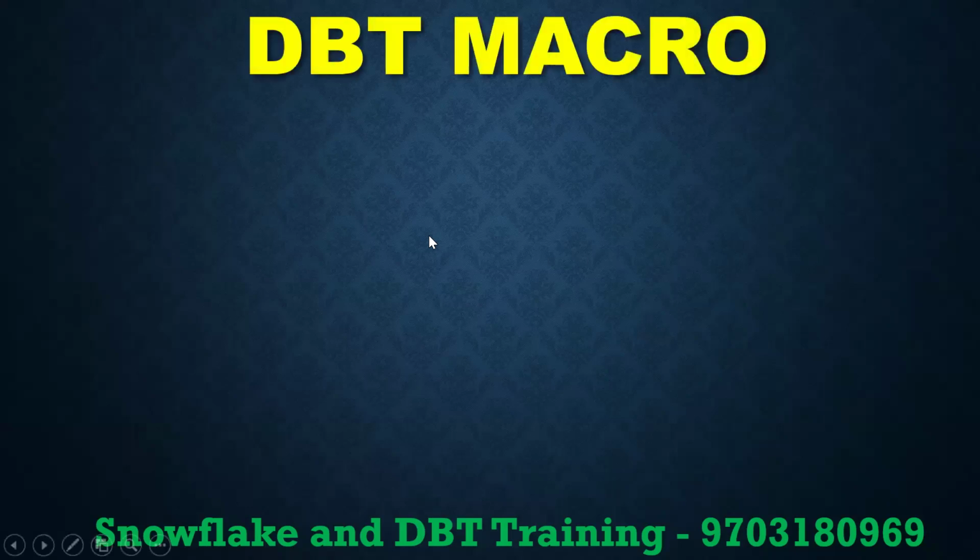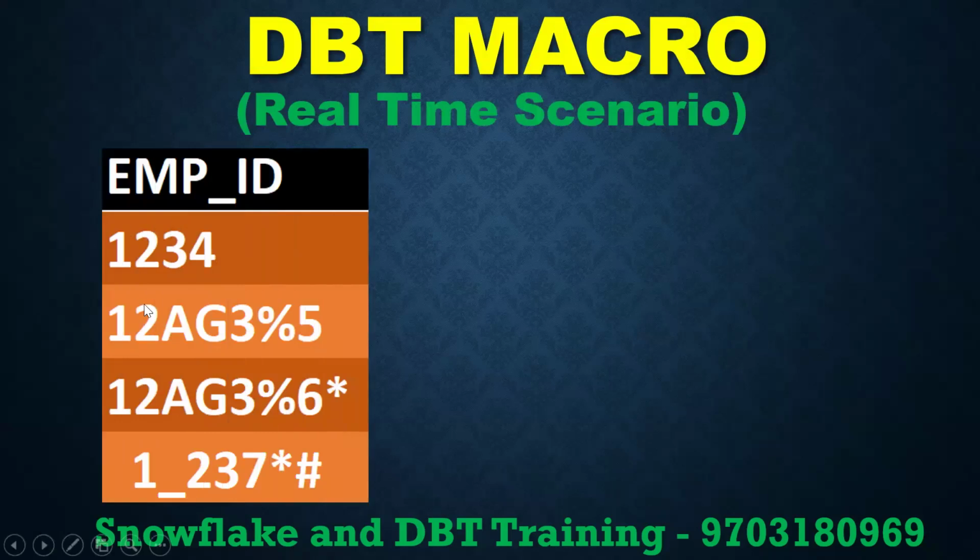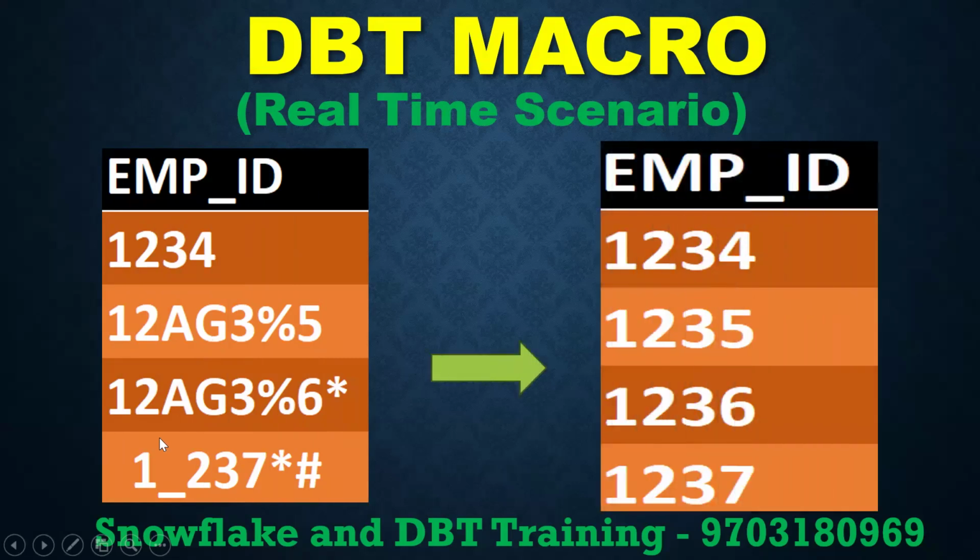Today we'll see one of the real-time scenarios of DBT macros. The requirement is this: my table contains one column, employee ID, with numbers, special characters, and spaces. But I want to get only the numbers. I don't want special characters or alphabets; we only need to get the numeric value. So this is the requirement.